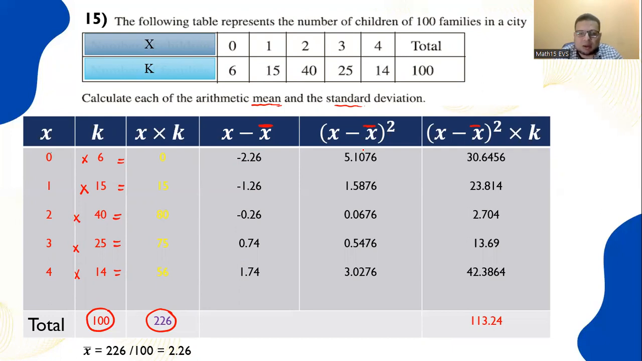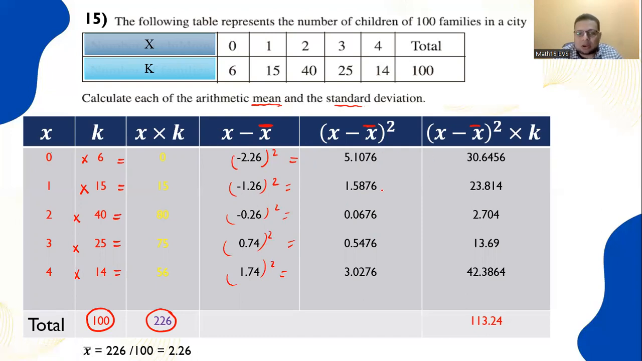For the next column, you will make power 2 for the previous one. You will make for each one power 2, you will get 5.1076, and also this power 2 will get 1.5876, and so on. You will put power 2 on this column, and you will get the values of this.